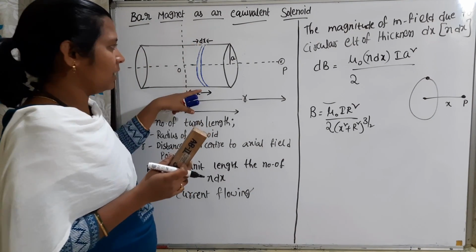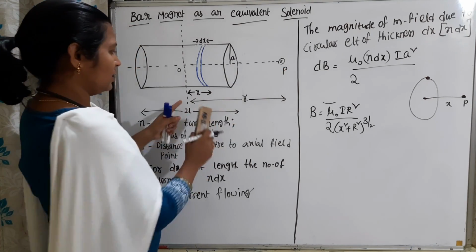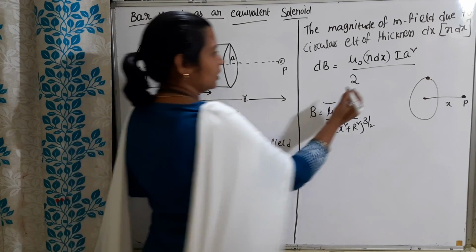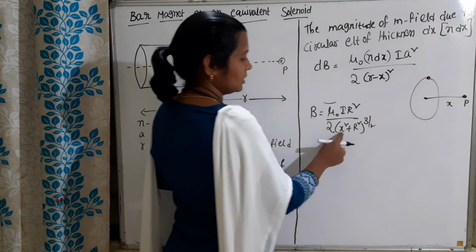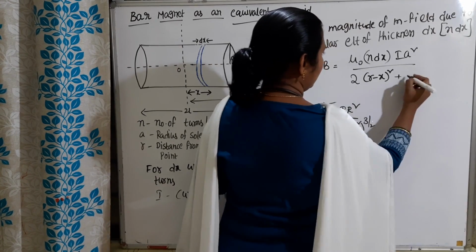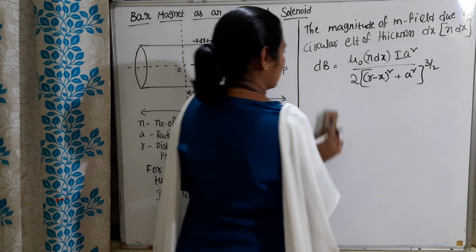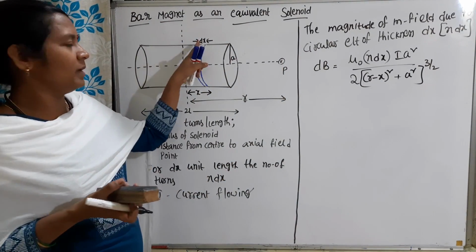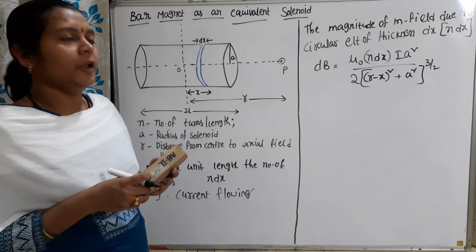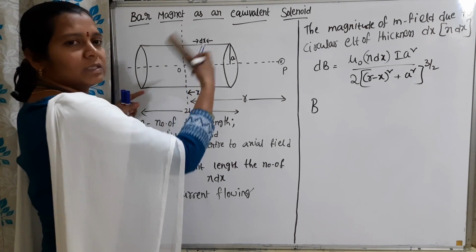X is the distance from the center to the point P. Here, this is a circular element. The distance from the center of the circular element to the axial field point: here it is R and this is x, so this distance will become R minus x. So here, (R minus x) whole square plus a square, where a is the radius of the solenoid, whole power of 3 by 2. This is from the circular loop. So this is the magnetic field at the axial point due to a circular element of thickness dx. Now what is the total magnetic field due to all circular elements?